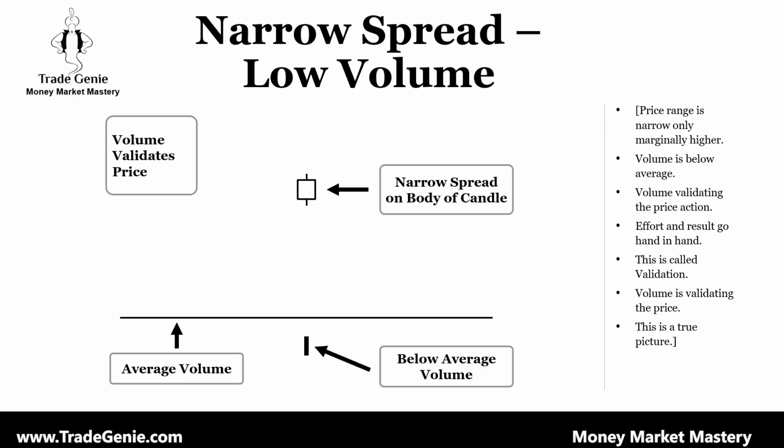Now here's another chart. You see the bar is small, and the volume is small. If the bar is small and the volume is small, the volume validates the price. So this is okay. If this is a bullish bar and the volume is low, this is still okay because they're both matching. If it's below average volume, the price action is validating. The volume is validating the price, so there is no anomaly here.